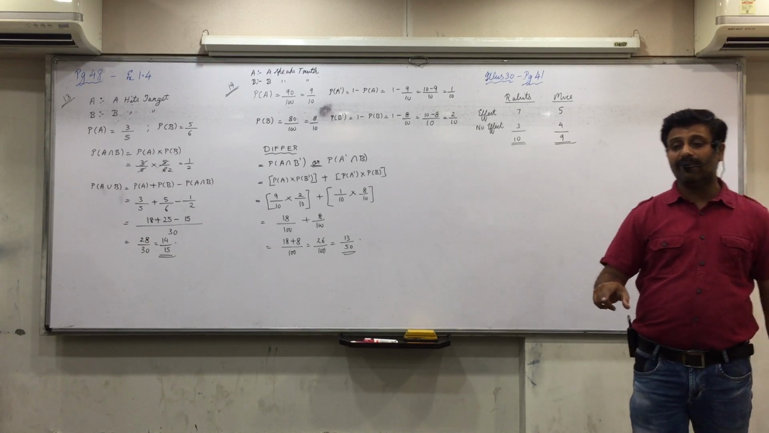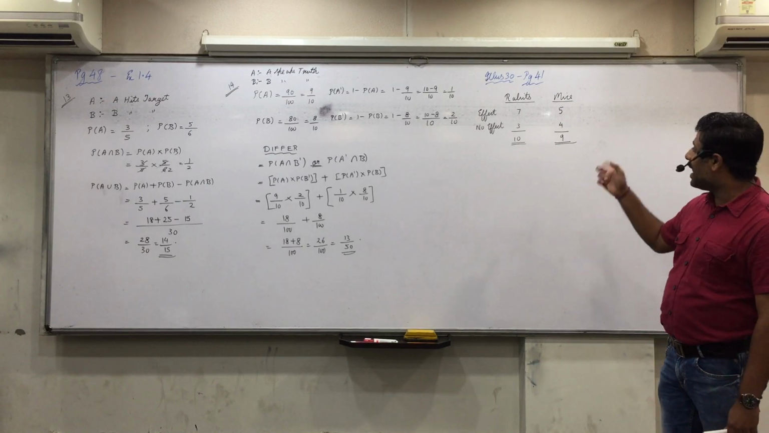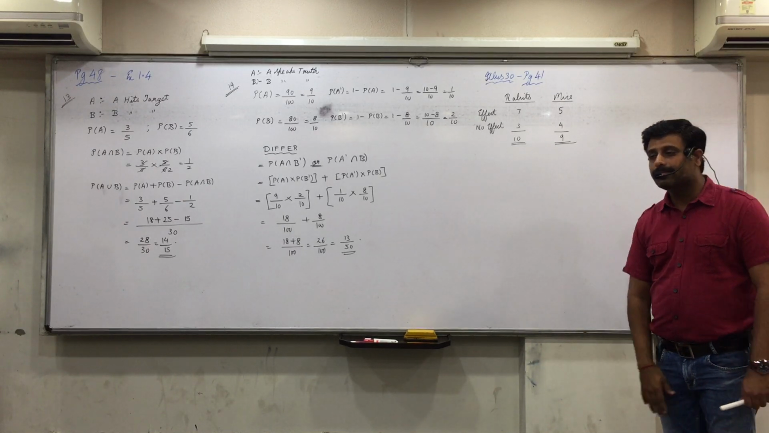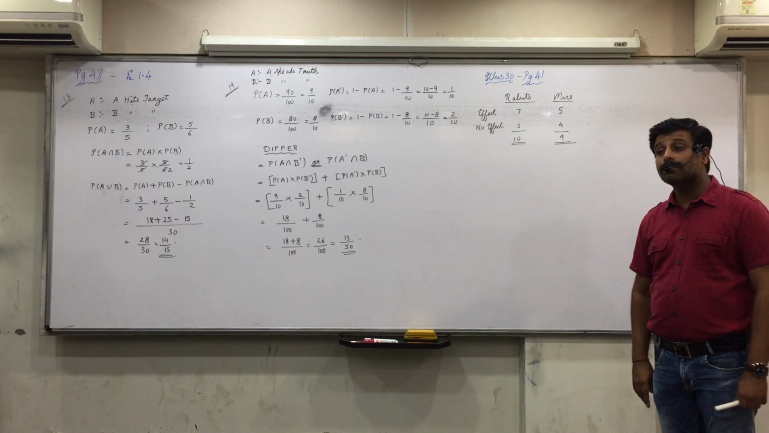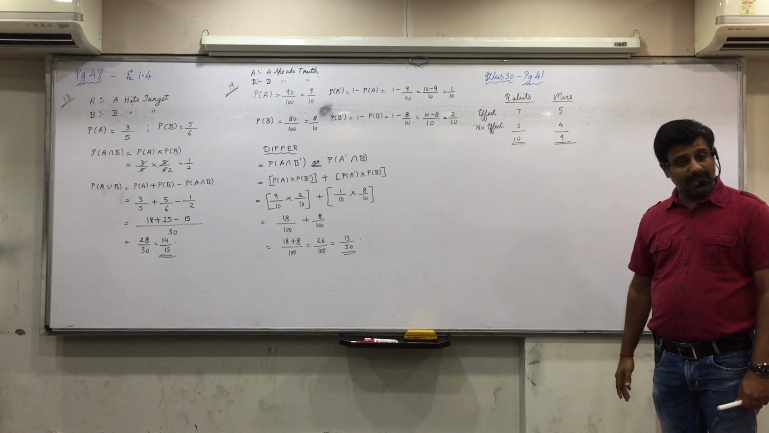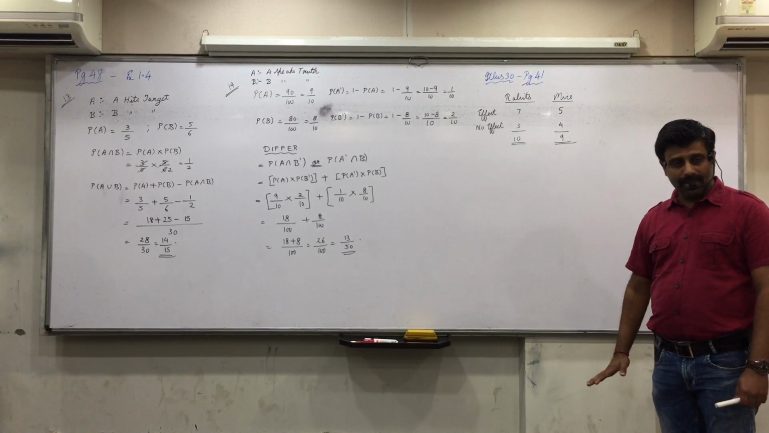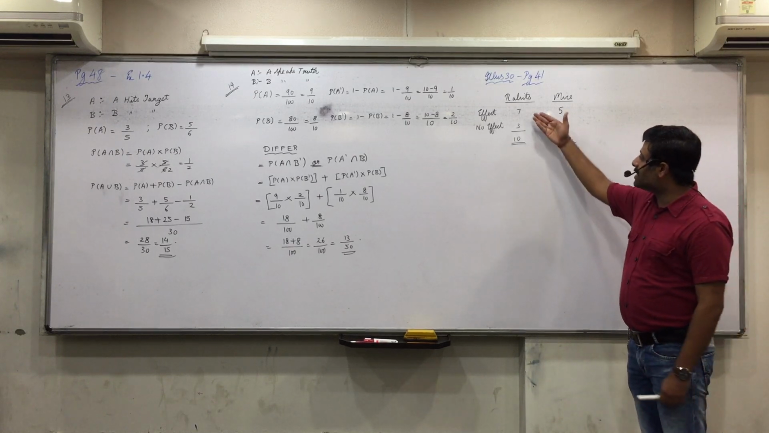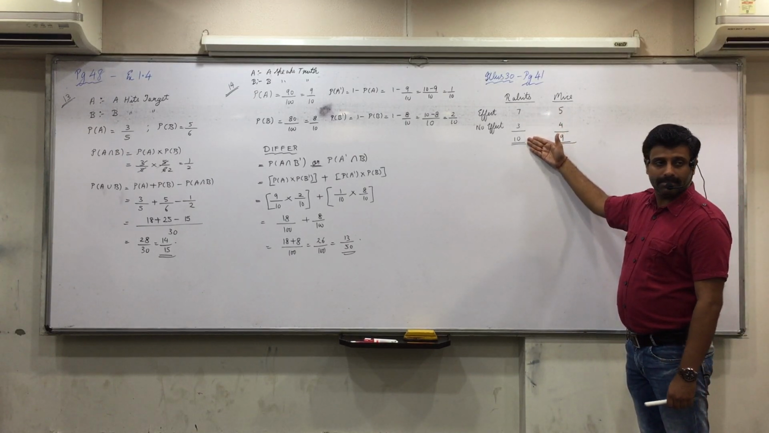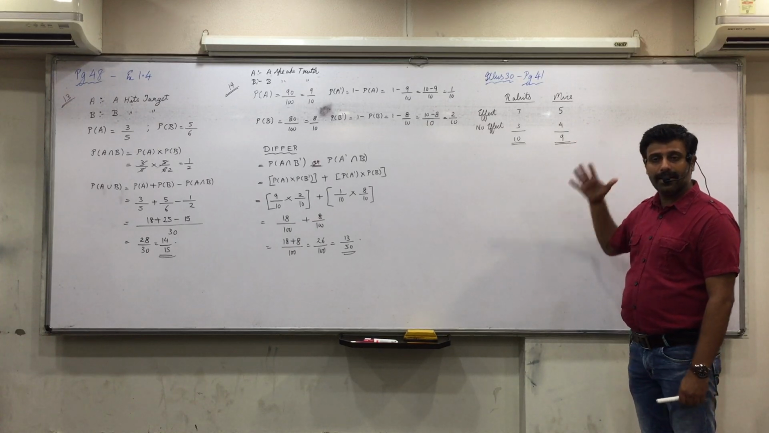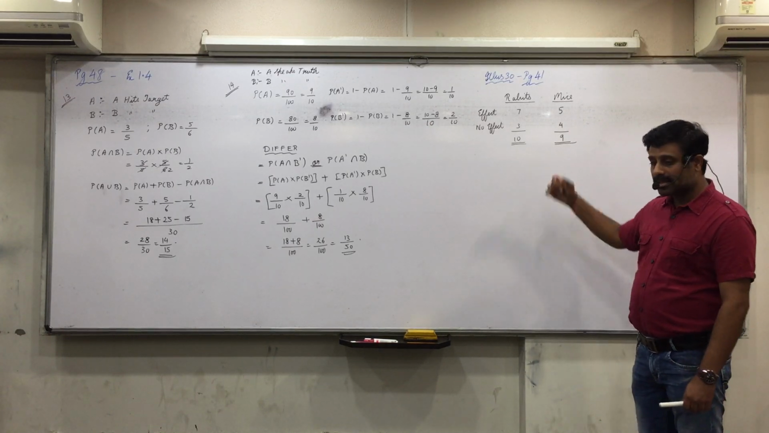Both show the effect of medicine means, can I say R intersection M? Rabbit also shows the effect. Mice also shows the effect. R intersection M. Okay. Now R intersection M means that is 7 by 10 into 5 by 9. Write on this table first.